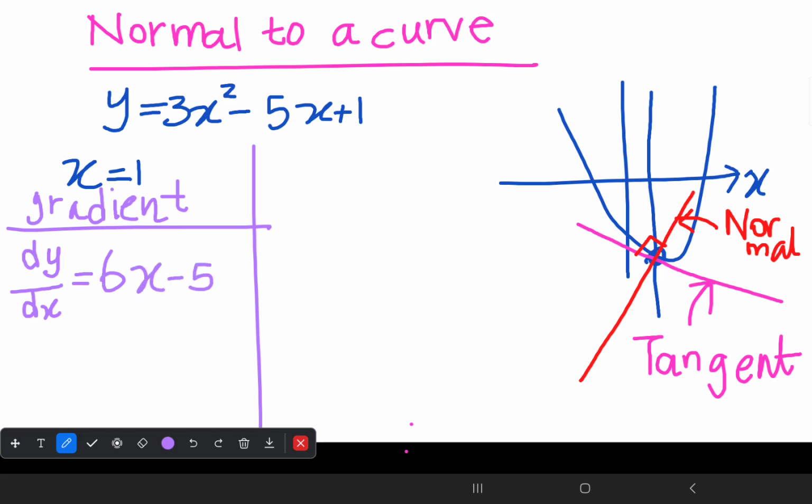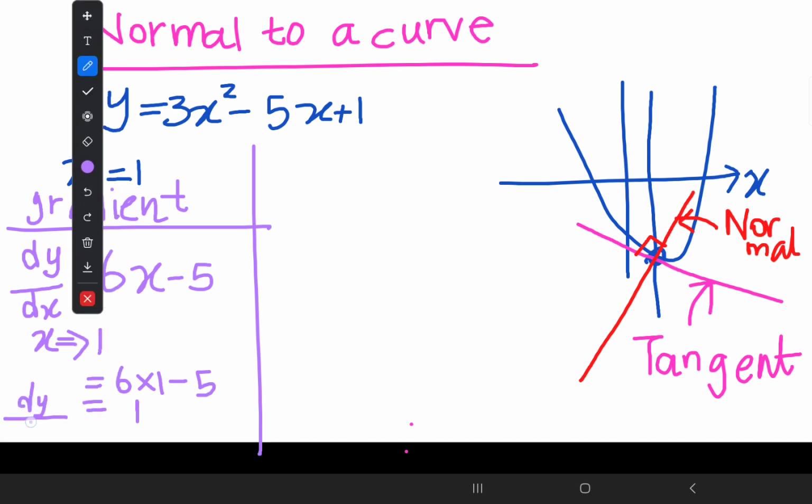The x value which is given is 1. So when x equals 1, we have to substitute x as 1 in this derivative. So that will give you 6 times 1 minus 5. So 6 minus 5, that will become 1. So we found the gradient of the tangent.